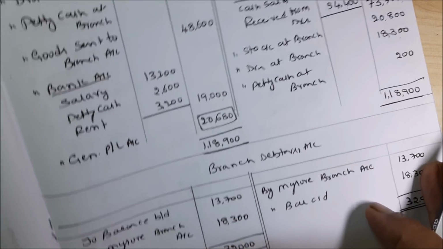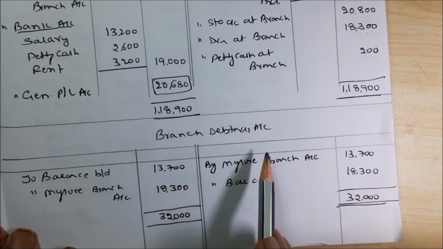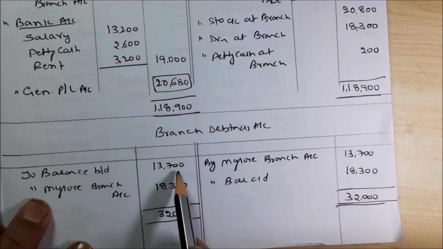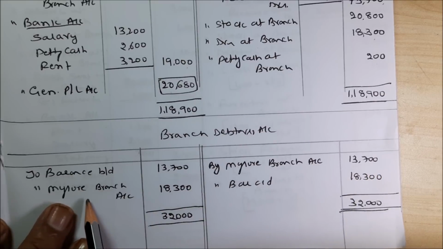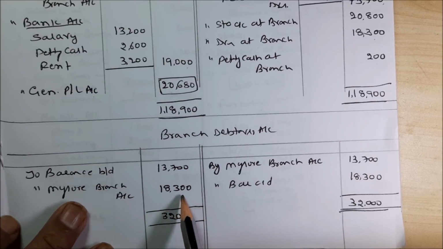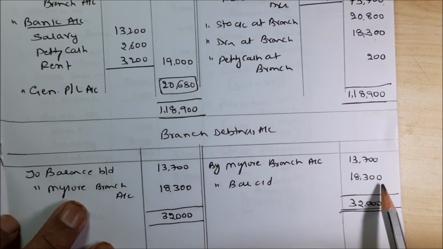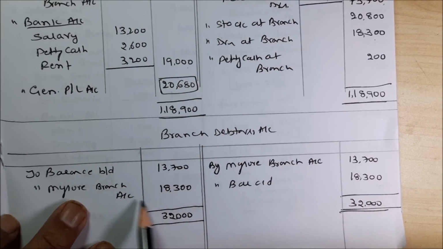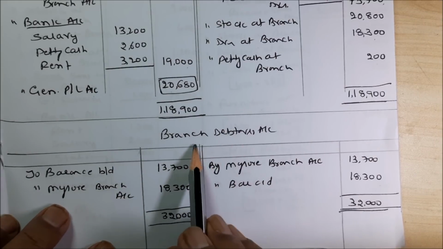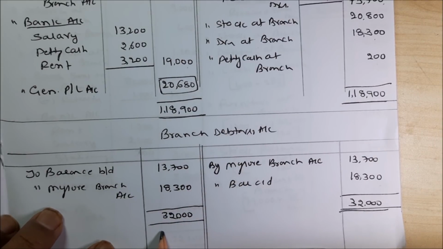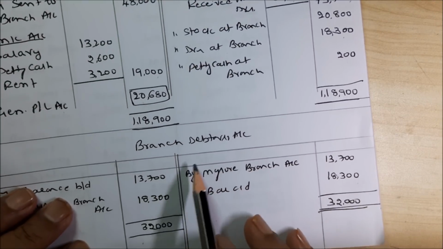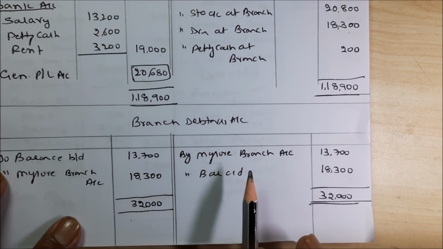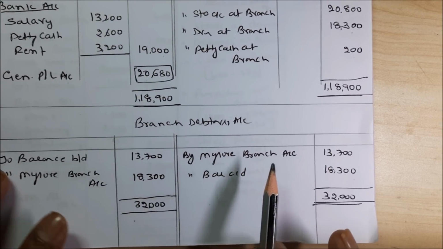Now we have to prepare the branch debtors account. To balance brought down 13,700, correct? Then Mysore branch 13,700. Then by branch account, how much? 18,300. By balance carried down 18,300. So we are filling those columns as per the account, that is the branch debtors account we have to prepare. This is very simple. You can do this debtors account if you have done the total debtors account properly. Otherwise, you cannot prepare the branch debtors account. This is how to prepare it from the examination point of view.